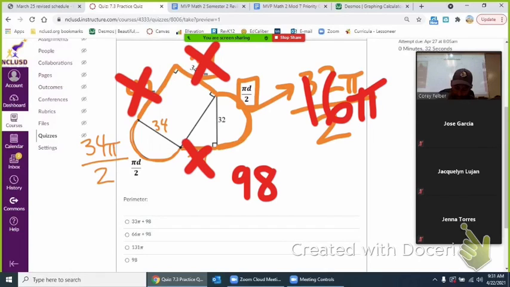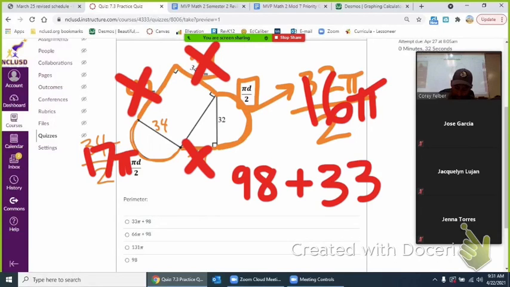So this one over here on the left would just be 17 pi. And you can add them together, and then you just put the pi next to it. So what's 17 plus 16? 33. And then we just put the pi next to it.